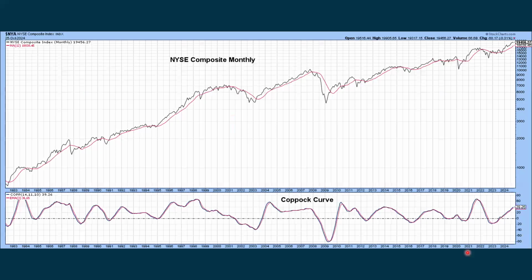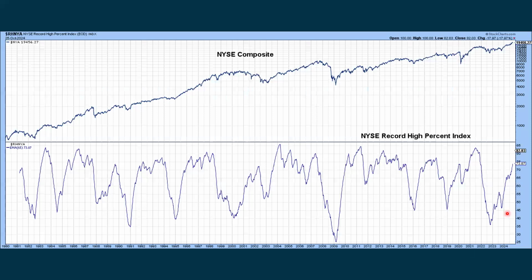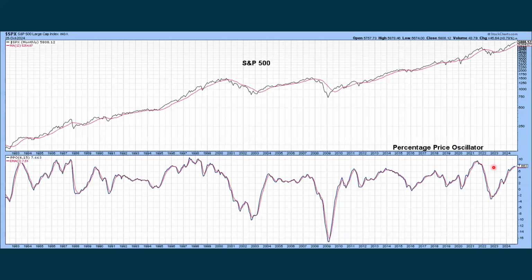Then some long-term charts. Here's an NYSE monthly chart setting recent all-time highs above an advancing moving average. And the Coppock curve, which is a momentum oscillator, continues to be positive. This is a daily chart of the NYSE where we're still going up with the NYSE record high percent index. So the chart's looking solid and this indicator is also looking pretty solid. And we look at a monthly chart of the S&P, we're above the moving average. So the S&P is looking well on a trend basis.